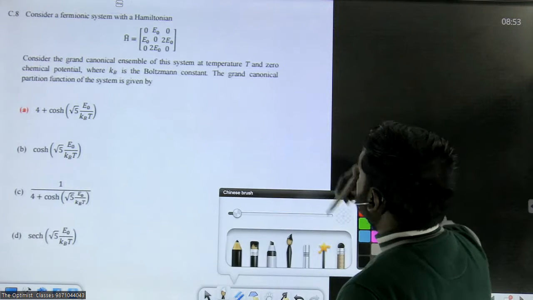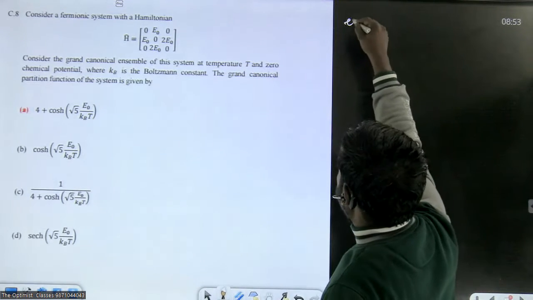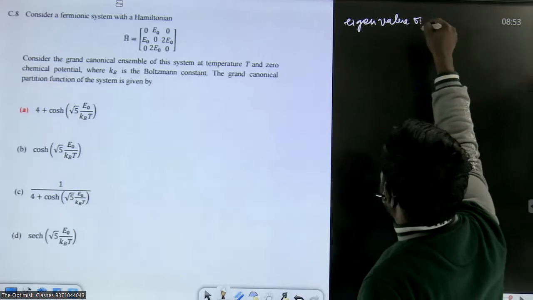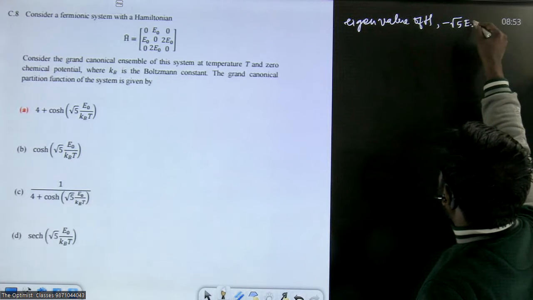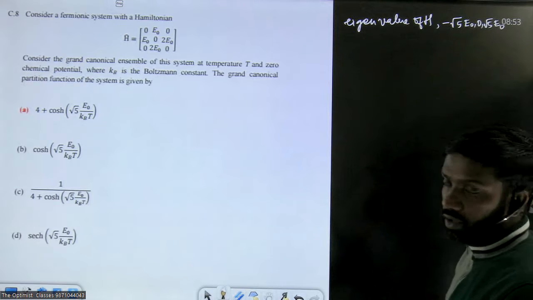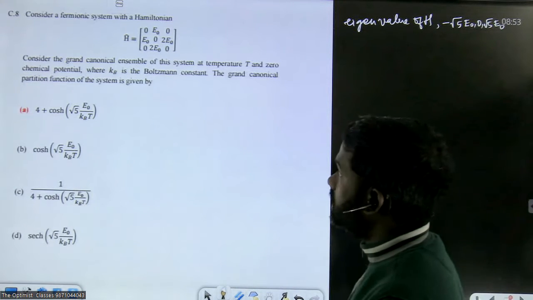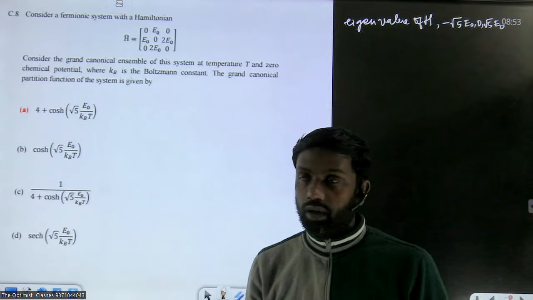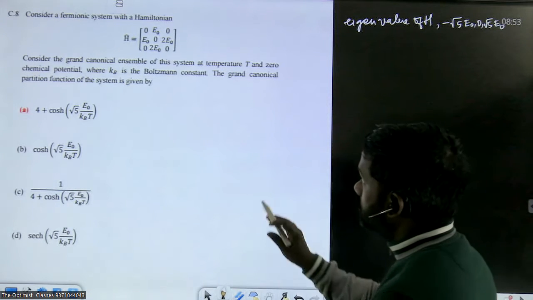So here this Hamiltonian is given. What you can do is calculate its eigenvalues. I'm not doing that here. If you do that, you will get minus root 5 E naught, 0, and root 5 E naught. So you get 3 eigenvalues. Basically we can say there are 3 energy levels. Among these 3 energy levels, we have to distribute particles, and these are fermionic particles. So we'll assume only one fermion will go to one energy level. We are assuming it to be a spinless fermion.